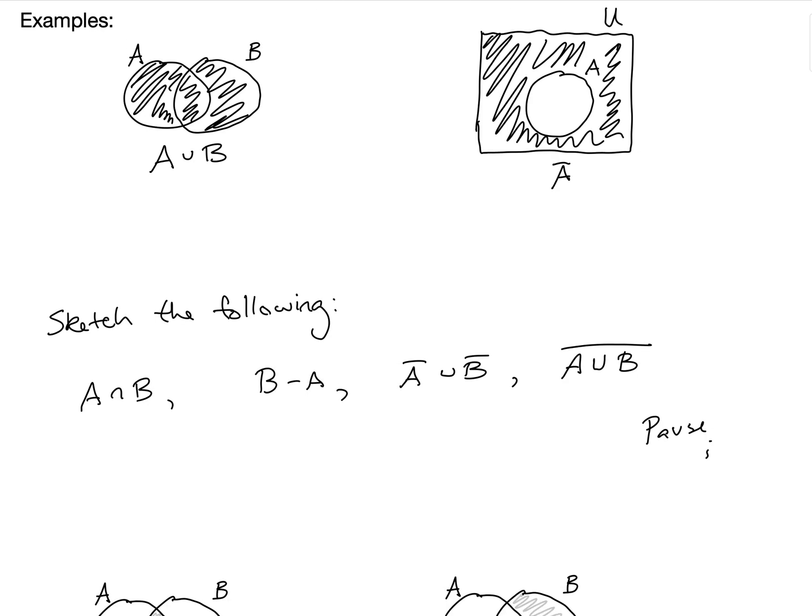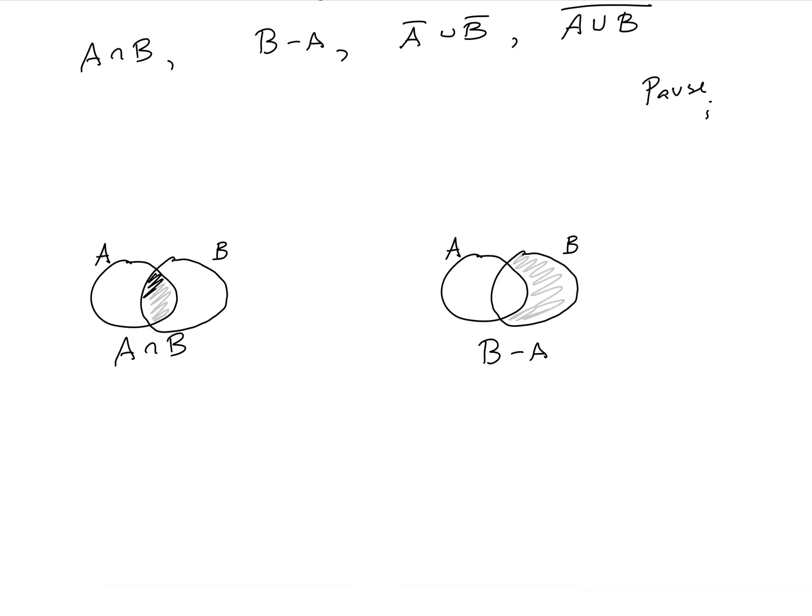Okay, A intersect B, that is everything that is in sets A and B, in both A as well as in B, the intersection. So that's how our drawing would look. B minus A, the difference of those two sets, that's all elements that are in B and not in A. So that would be the visualization as a Venn diagram.